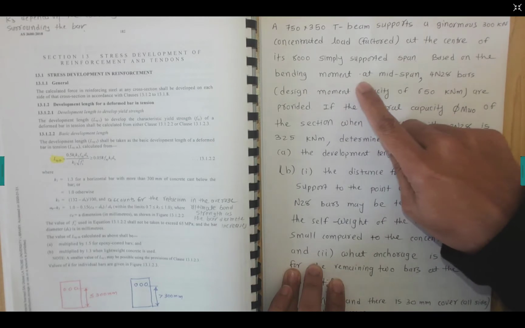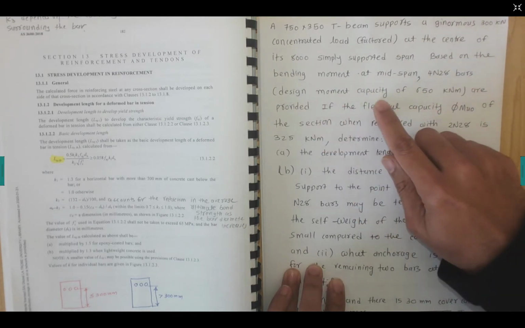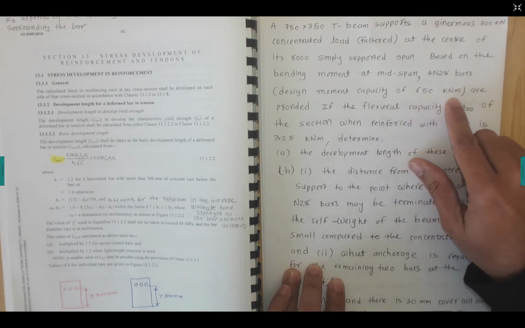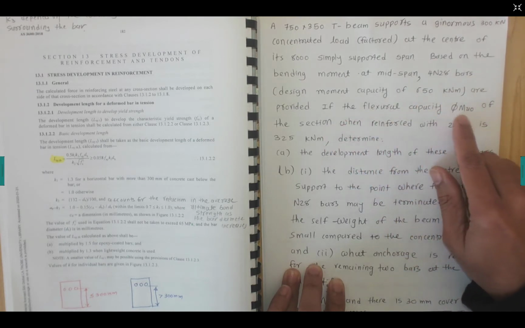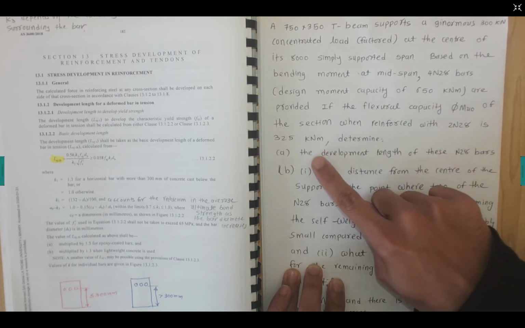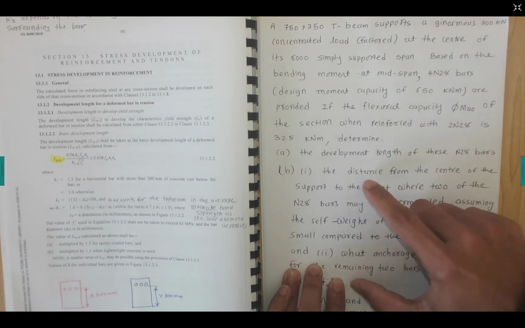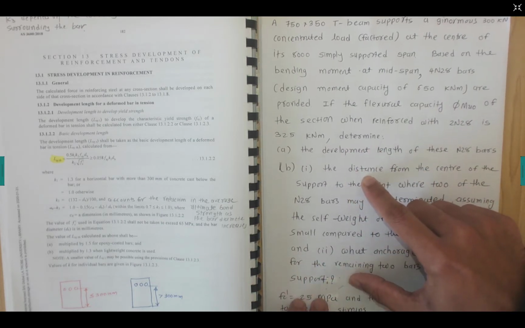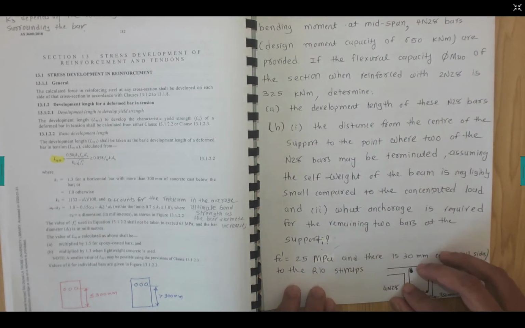Based on the bending moment at mid span, 4 N28 bars are provided, with a design moment capacity of 650 kilonewton meters. If the flexure capacity of the section when reinforced with 2 N28 is 325 kilonewton meters, determine the development length. And there is a second question that we're going to solve. I'm not reading it, but when we solve it, we will extract the information.